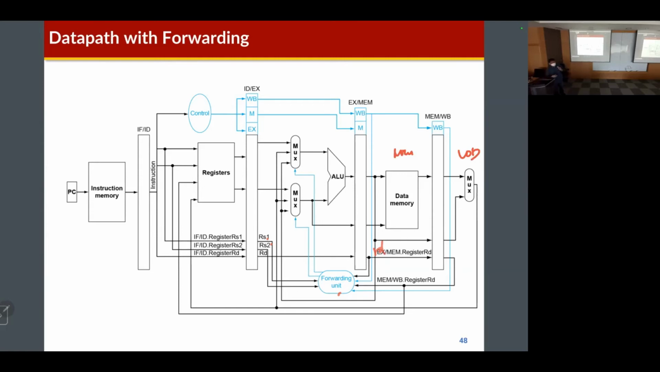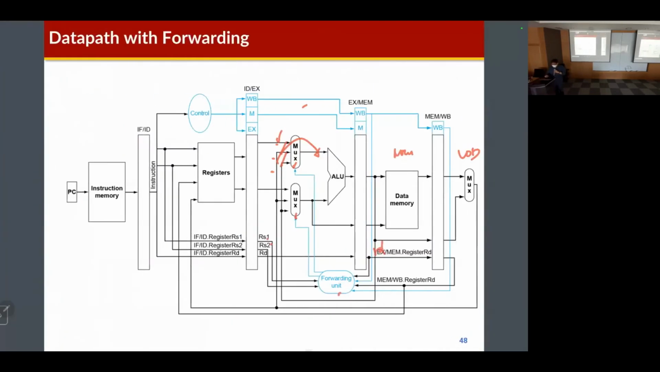Also, we check if the destination register is X0, so we need to also check the double data hazard conditions. Then this forwarding unit generates the control signals. It's a MUX selection signal here. Based on these MUX selection signals, one of these inputs is delivered to the input of the ALU. So this is the forwarding unit in the 5-stage pipeline architecture. Understand? Okay.